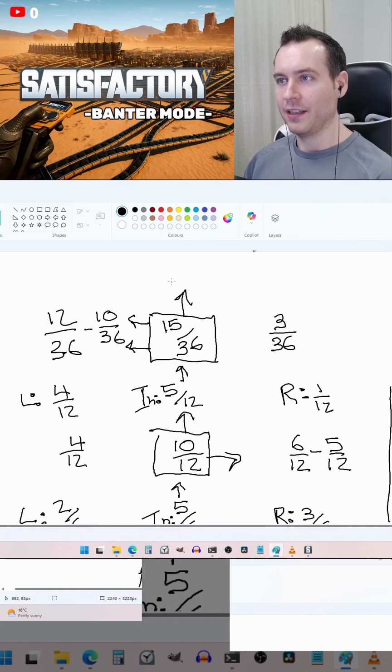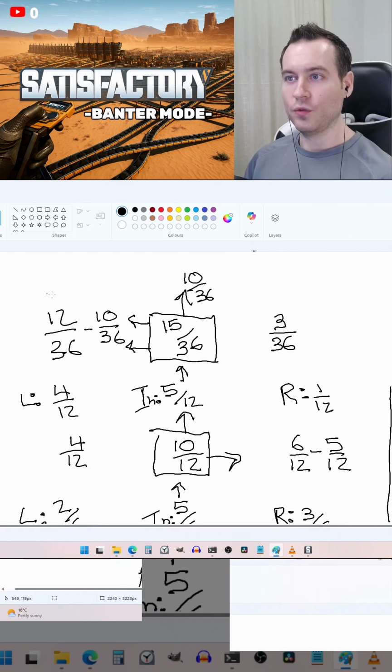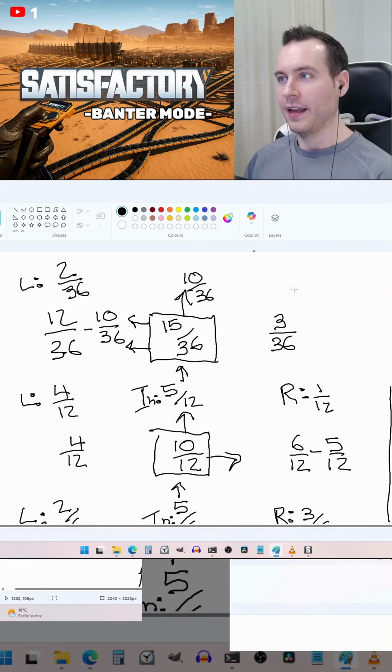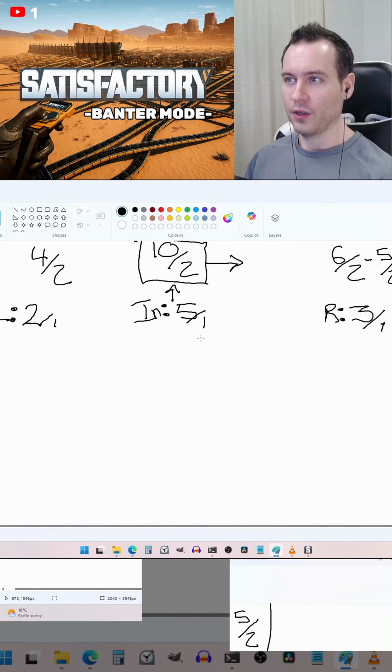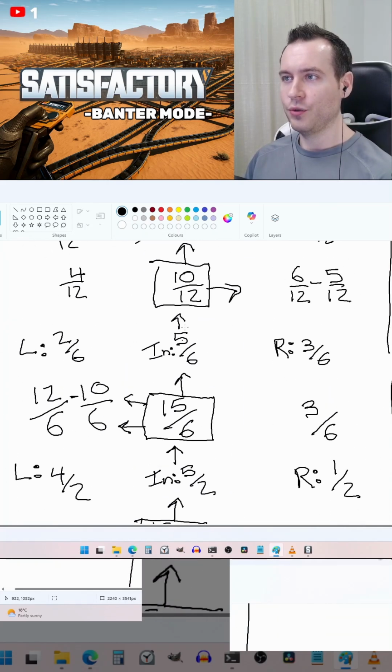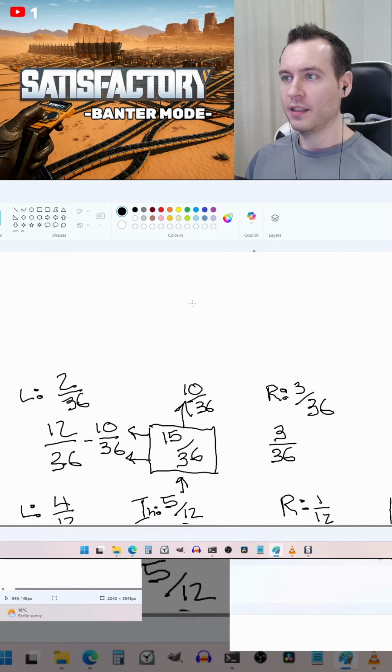And the remaining third will go to the next layer. The new left value will be 12 minus 10, which is 2 over 36. L, and then we'll carry that R up, 3 over 36. So let's have a look back at what we've done so far. We've gone through 1, 2, 3, 4 splitters.